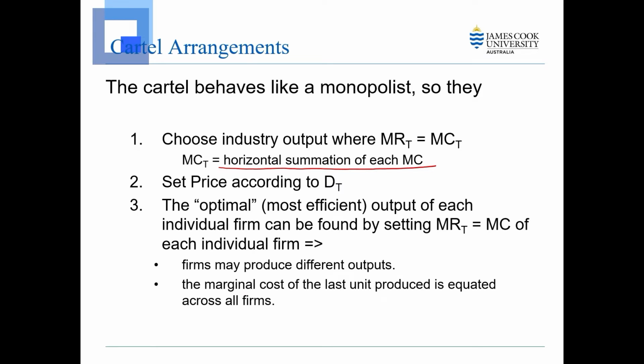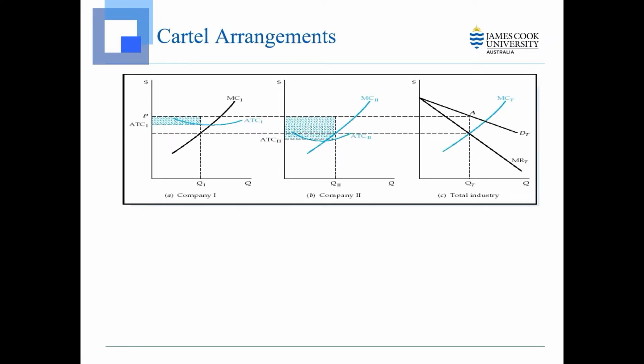The optimal or most efficient output of each individual firm can be found by setting MR equal to MC for each individual firm. This means firms might produce different outputs, and the marginal cost of the last unit produced is equated across all firms. It will be something like these diagrams.